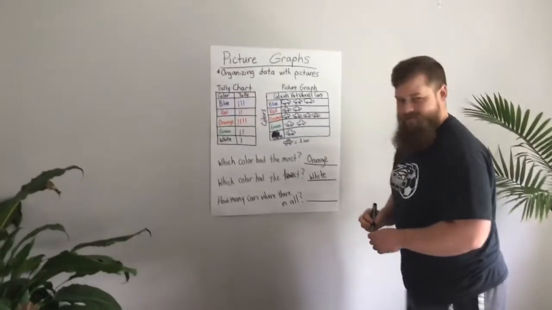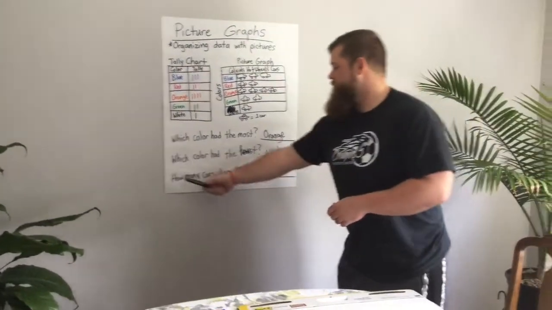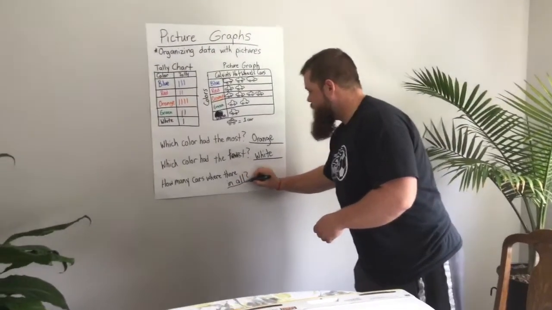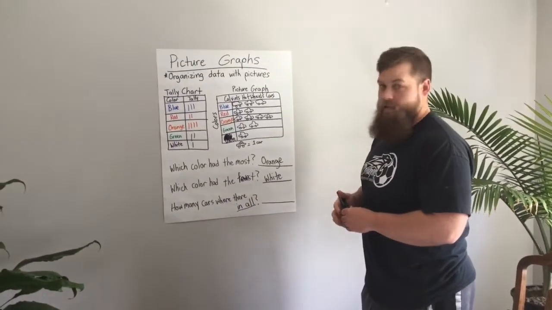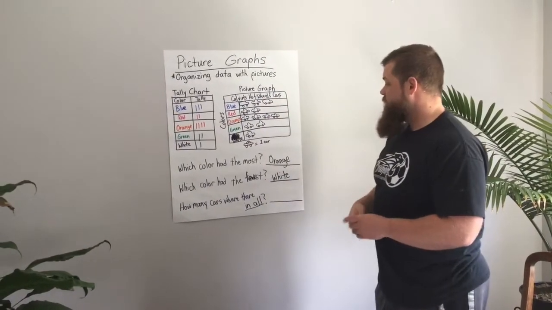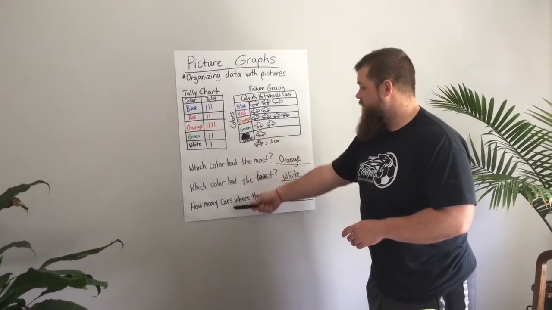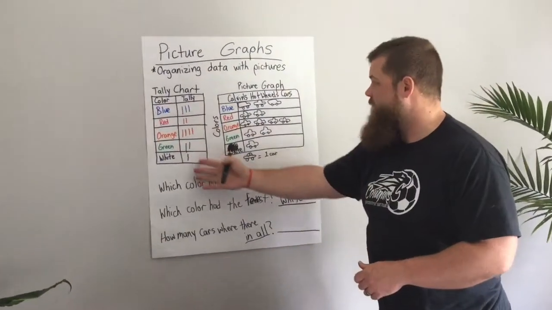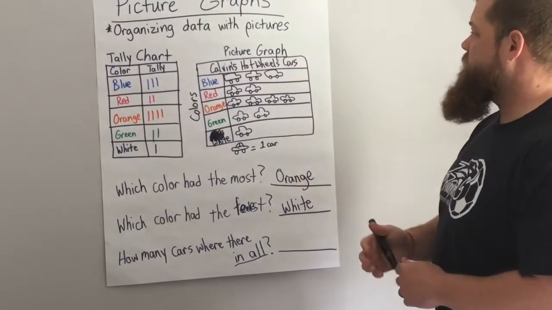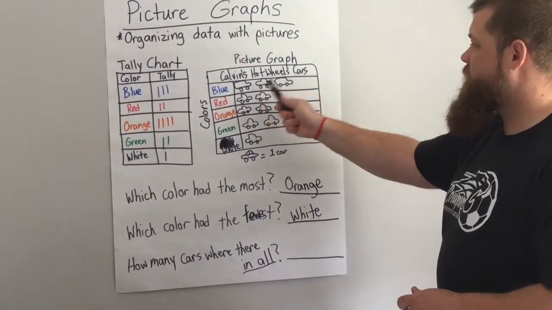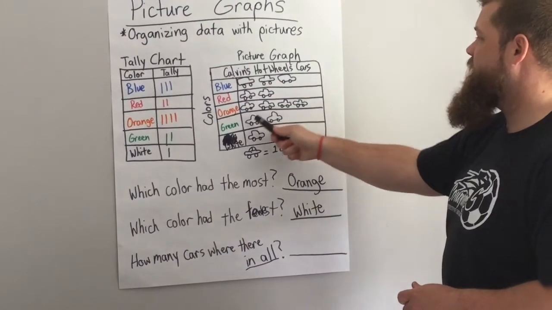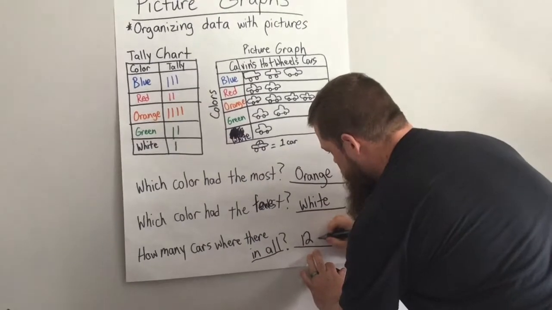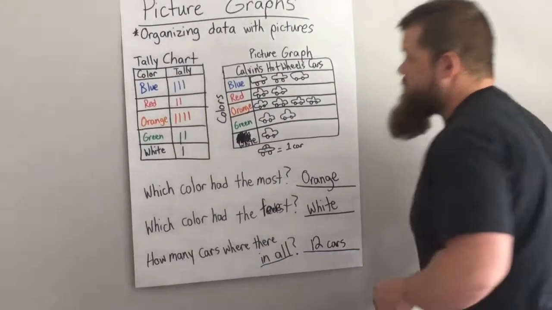Then I have how many cars were there in all. When I use the words in all, that means that I have to add them. Am I adding just a couple columns? How many cars? It didn't say blue and red, it says cars. So I'm thinking of all of them in all. So I can count tallies, I can count the pictures in my graph. So let me just use my graph. 1, 2, 3, 4, 5, 6, 7, 8, 9, 10, 11, 12. 12 cars in all. So that's my example of a picture graph.